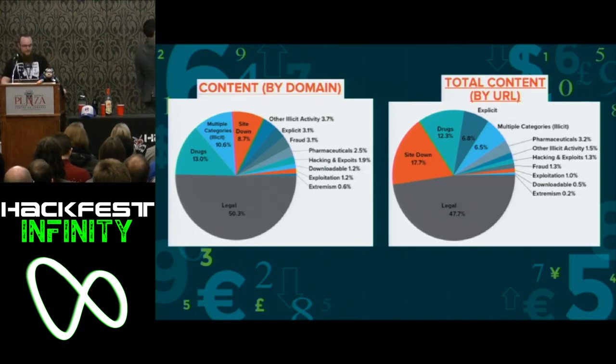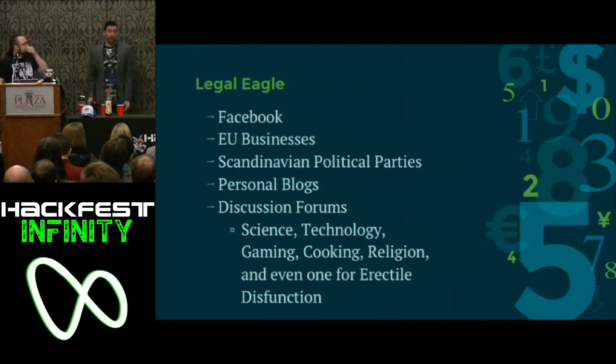Where's kiddie porn on here? It's going to fall under explicit. So 3% over on this guy. It doesn't even list other illicit activity. 6.8. Yeah, it's right there. An incredibly tiny amount of it is like revenge porn, kiddie porn, etc. The vast majority of it is just legal stuff.